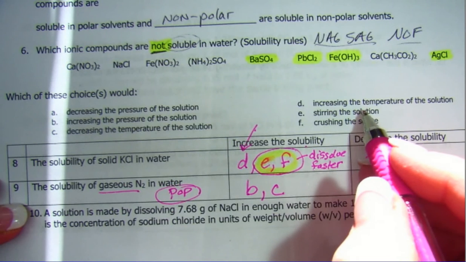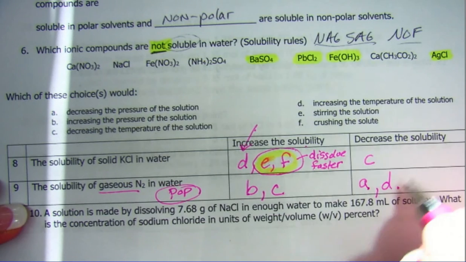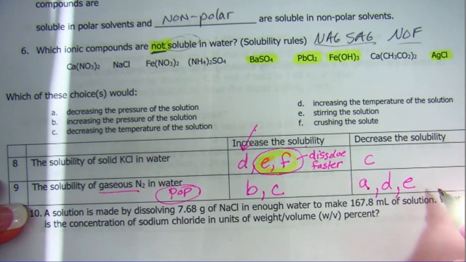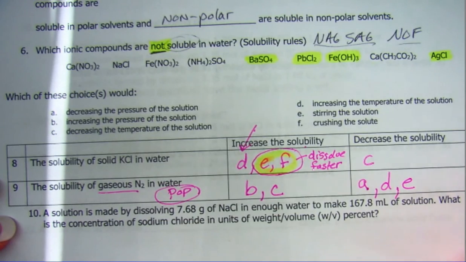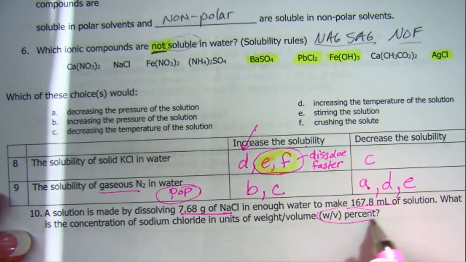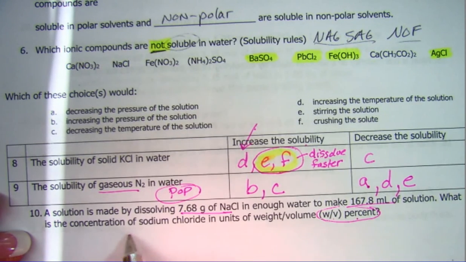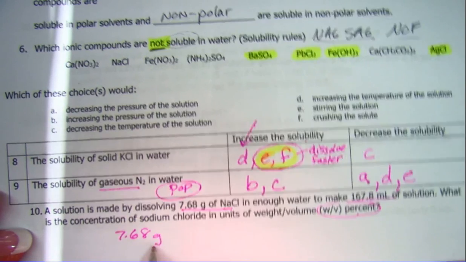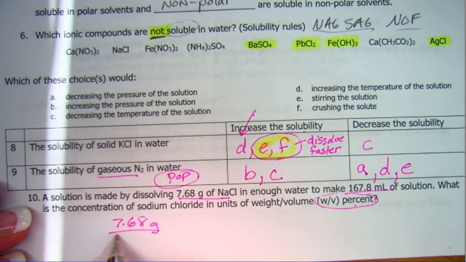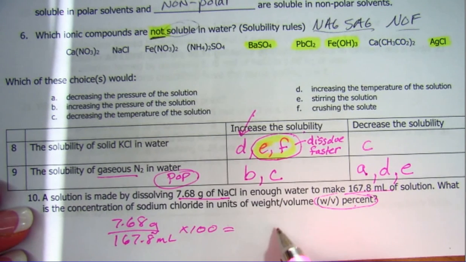Now with gases, stirring does matter. If you stir it, then your bubbles are going to come out of solution, so it's actually going to decrease. Crushing has no effect because it's a gas. On the bottom here, we have a solution made by this much of this. She gives you how to do this. You're going to go weight divided by volume times 100%, right? So 7.68 grams divided by 167.8 milliliters times 100 will give you percent weight per volume.